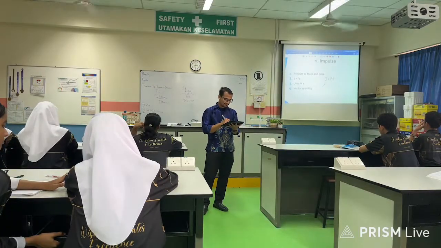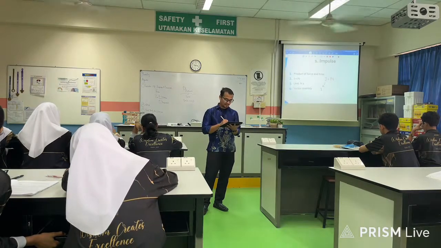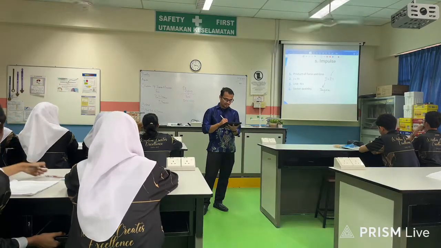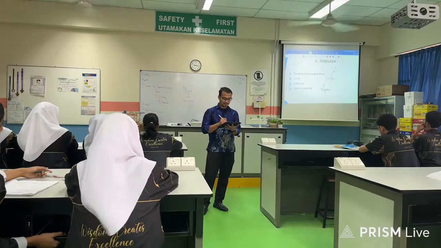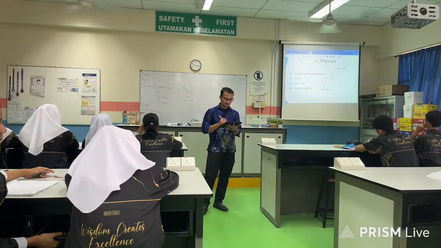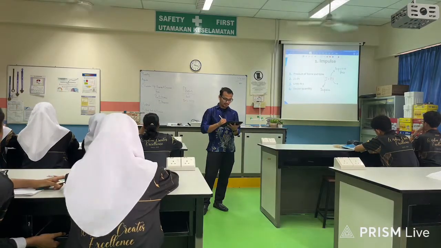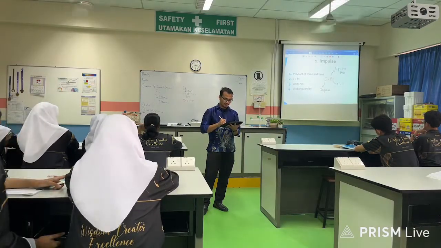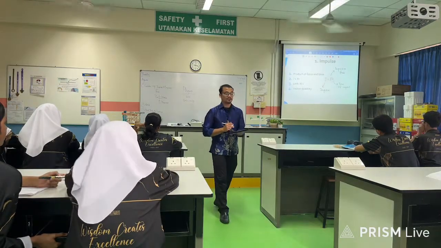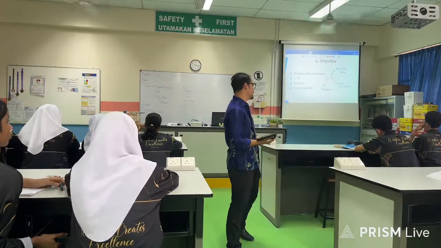So what is J? J is impulse. Okay. Impulse. Take note. And then F? Impulsive force. Okay, impulsive force. And then lastly T. So what is T? Time of impact. Right? So the formula for impulse that you need to remember is J equals to Ft. It is really that simple.